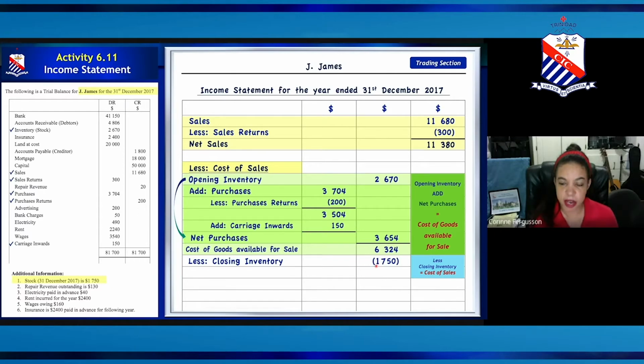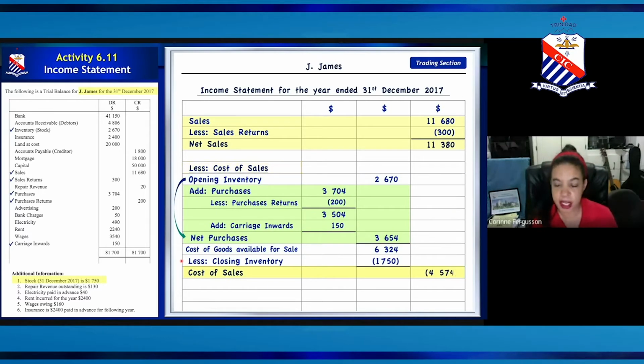Once again, the brackets signify that you have to subtract it. So you're going to subtract it. See, less closing inventory, less closing inventory. And the answer that you're going to get is called your cost of sales, which is what we have been calculating. That is the end figure. And that is the figure that goes into your final column.